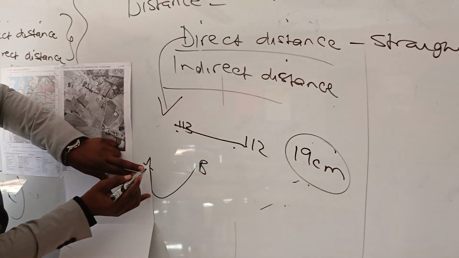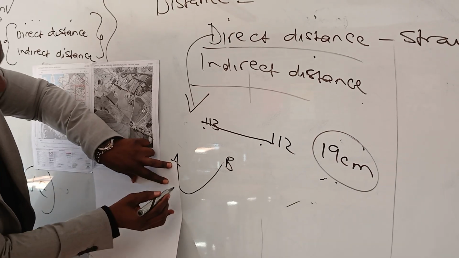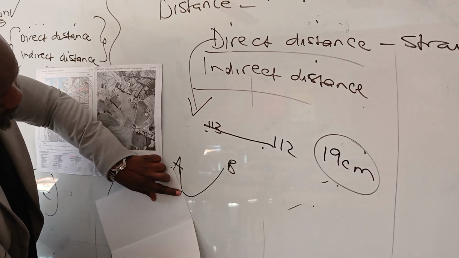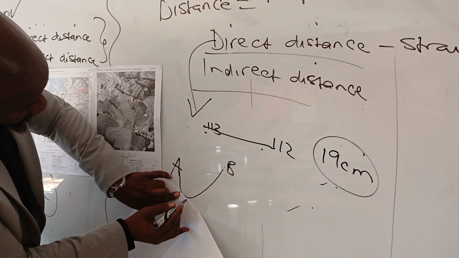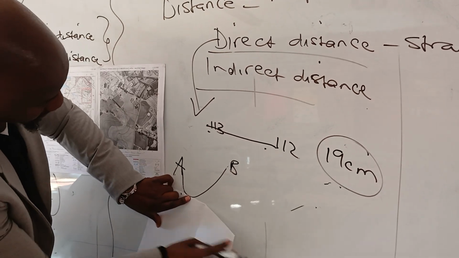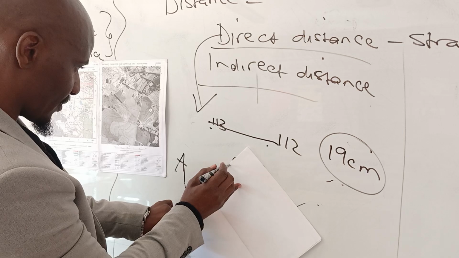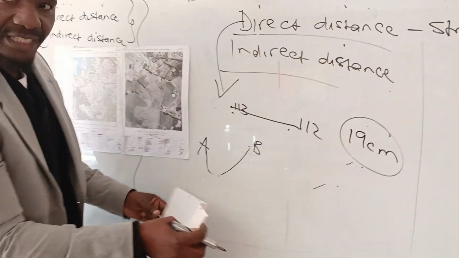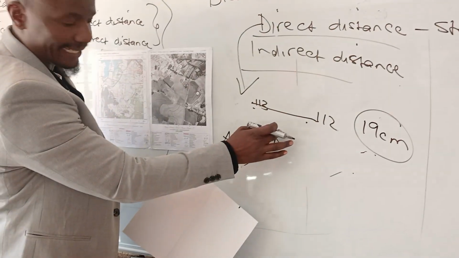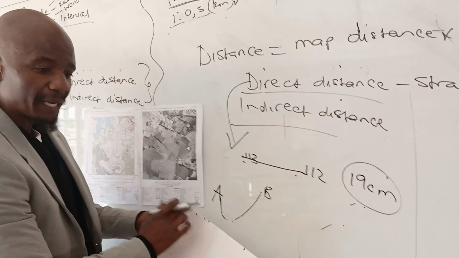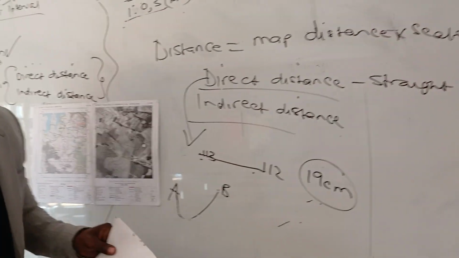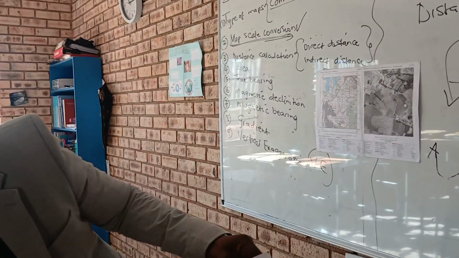You go where it starts, you mark where it starts, then you mark there, then you twist it, you mark there, you twist it again, you mark there, then you twist and go where it ends. So it means this is not a straight line, the distance is indirect, but I have marked it on my piece of paper. So what I'll do next is I'll take my ruler.